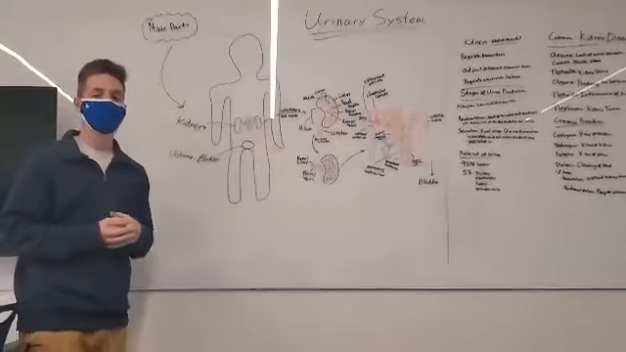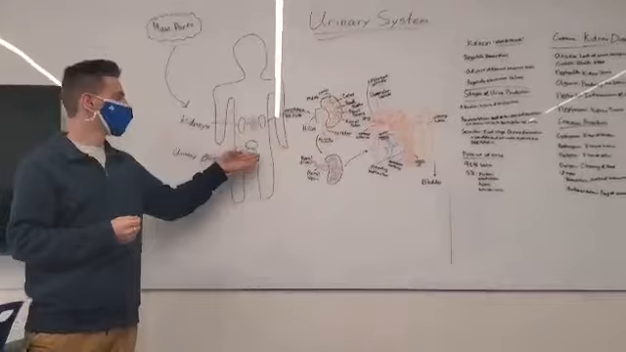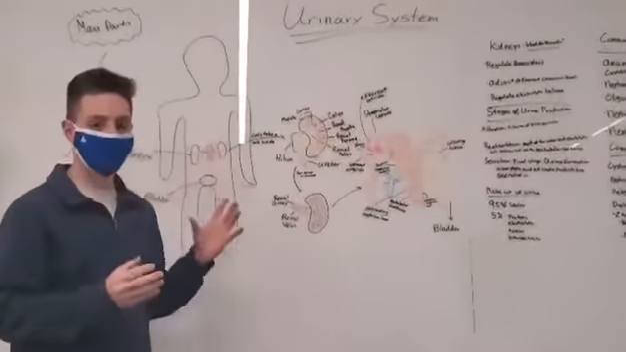Let's dive right into it. The main parts of the urinary system are the kidneys, the urinary bladder, the ureters, and that's about it. All right, let's take a look inside what the kidney is.